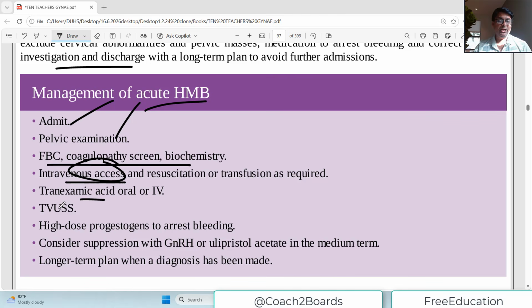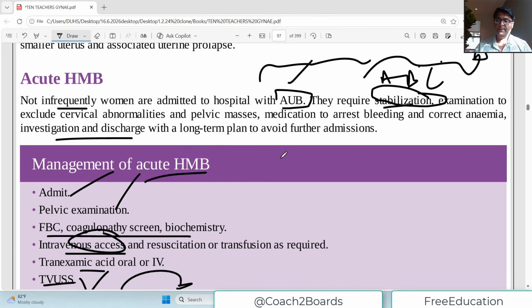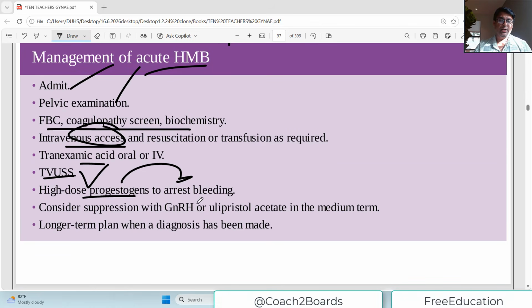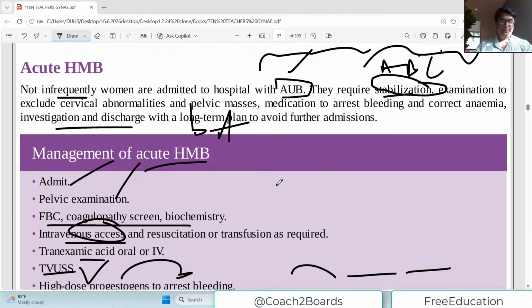Tranexamic acid immediately, transvaginal ultrasound to see what's going wrong. High dose of progesterone, this usually arrests bleeding. Consider this is now an immediate acute condition, so you have to take all the acute measures, even give GnRH drugs, you suppress the central system immediately, and then you make a long-term plan of what the cause was, how to investigate, what to treat, okay? But first of all, you have to treat the patient who has acutely presented in the emergency room.